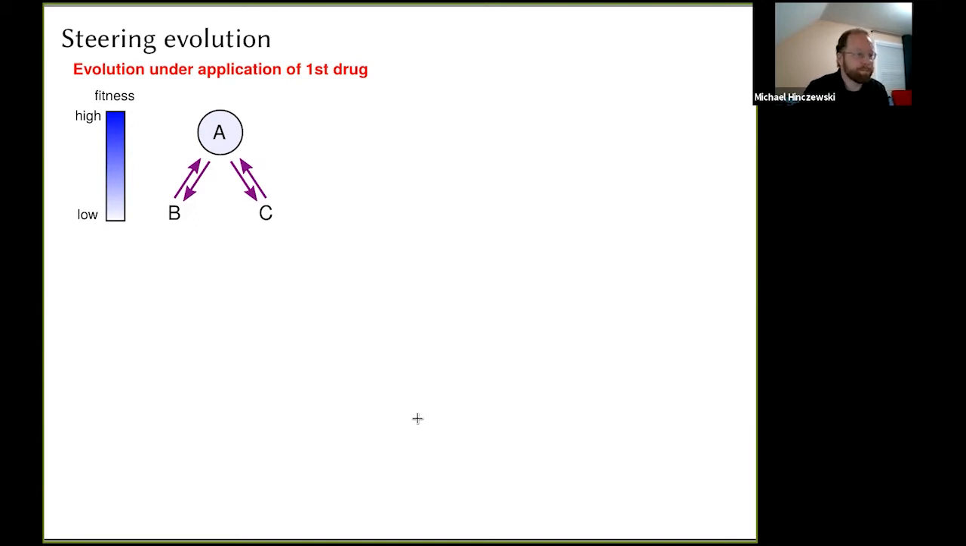So for example, let's say we start with a population of different genetic variants. Here, just for simplicity, I have three, but in reality, there are often many more. I denoted those variants A, B, and C. The size of the circles represents the overall relative population in this given infection, and the color coding here represents the fitness.